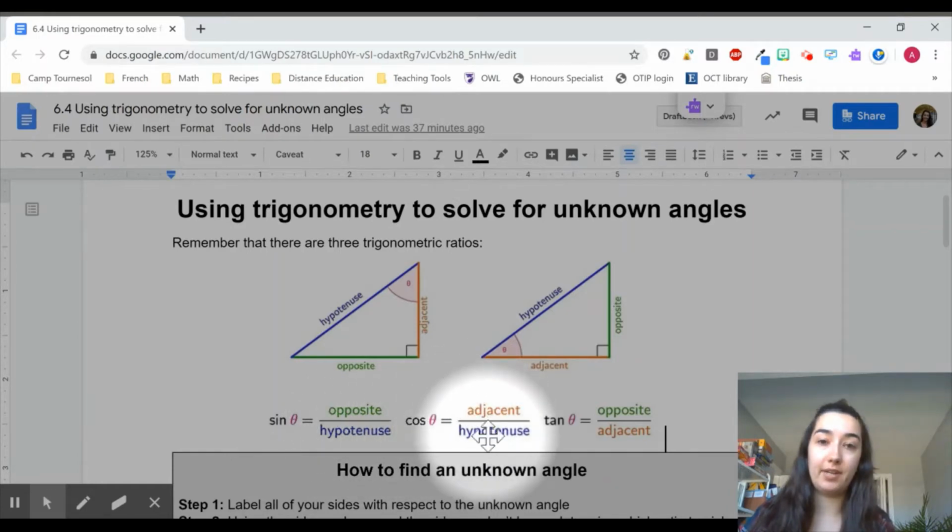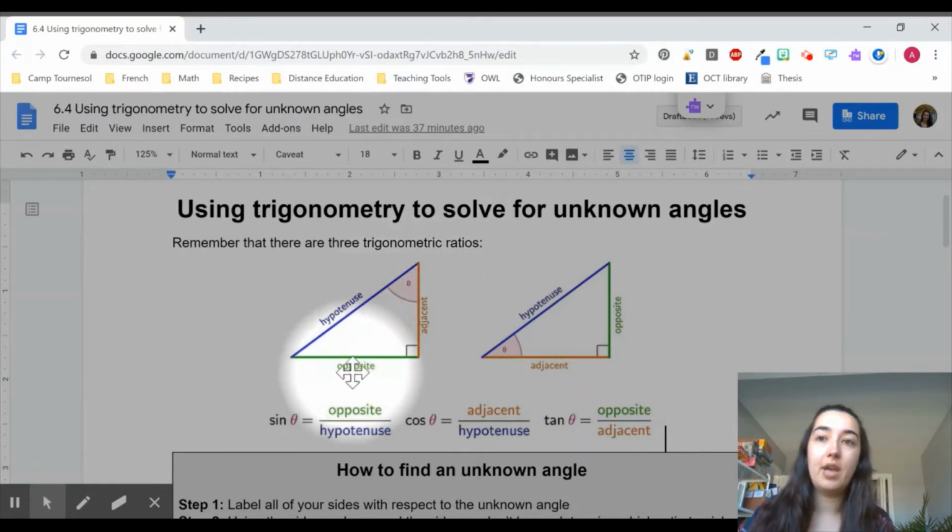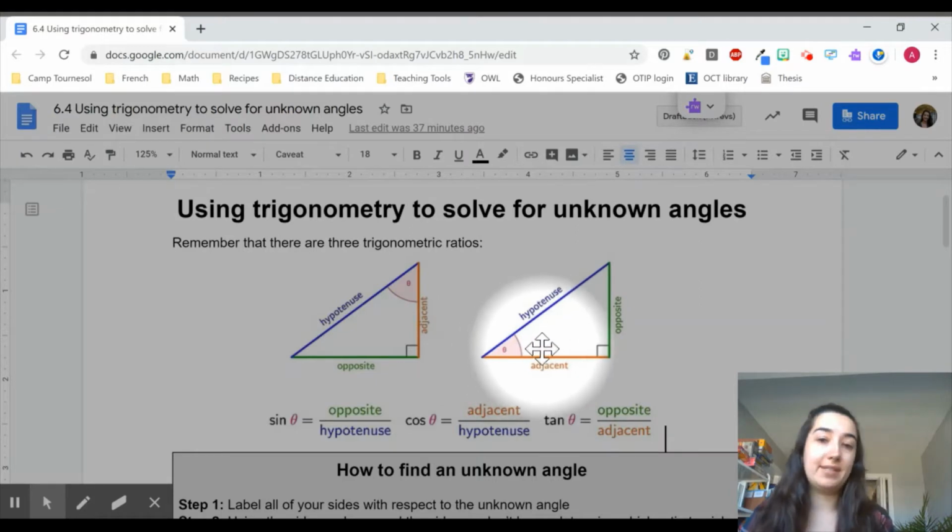is adjacent divided by hypotenuse; and tan, which is opposite divided by adjacent. I've included two triangles here so that you can see, depending on where your angle is, how the labeling of the triangle changes. Remember, the opposite side is always opposite the angle, as we can see in both of them here. The hypotenuse is always the side that is opposite the right angle. And finally, the adjacent side is the one that's beside your angle, or it's just the one that's left over.